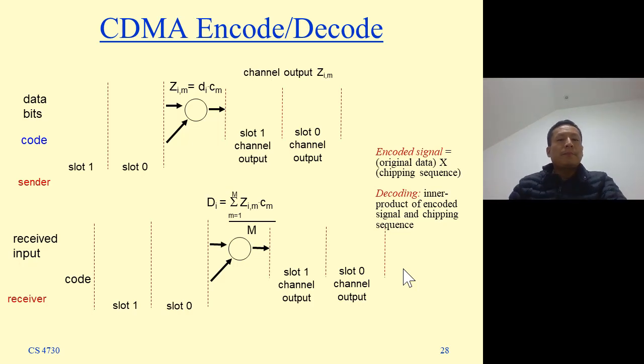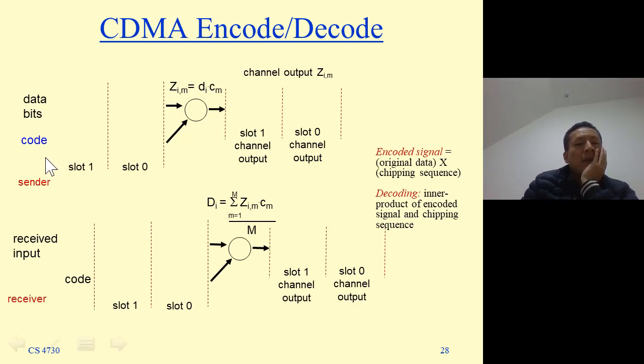So the top part is the sender side. The bottom part is the receiver side. First thing we want to study is the encoding. The data bit, whatever data bit we have, we want to see how to use CDMA to encode it, and then how the receiver side can extract the useful information out of the noise.